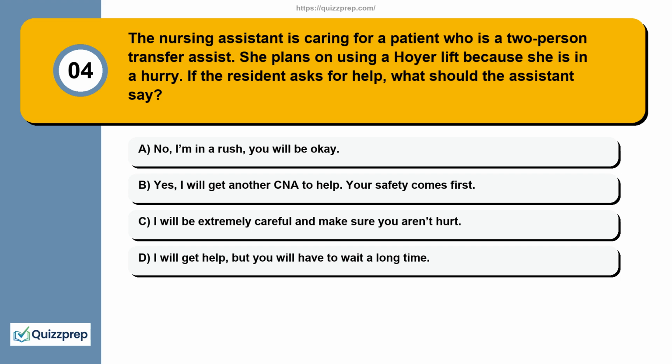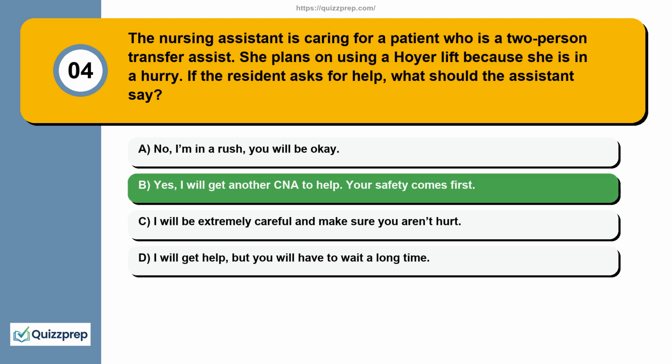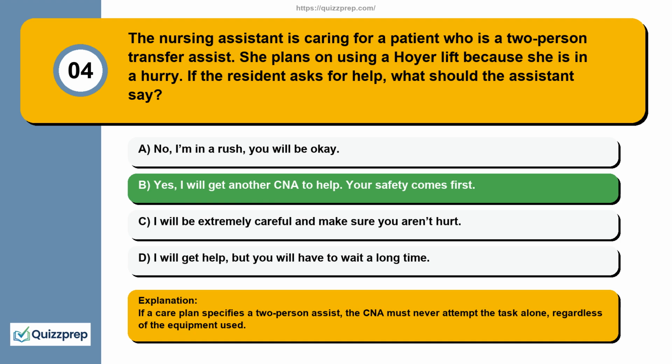Question 4. The nursing assistant is caring for a patient who is a two-person transfer assist. She plans on using a Hoyer lift because she is in a hurry. If the resident asks for help, what should the assistant say? No, I'm in a rush, you will be okay. Yes, I will get another CNA to help. Your safety comes first. I will be extremely careful and make sure you aren't hurt. I will get help, but you will have to wait a long time. If a care plan specifies a two-person assist, the CNA must never attempt the task alone, regardless of the equipment used.